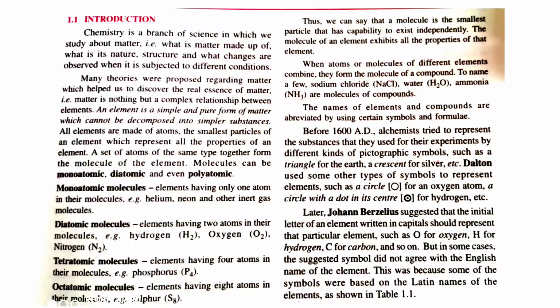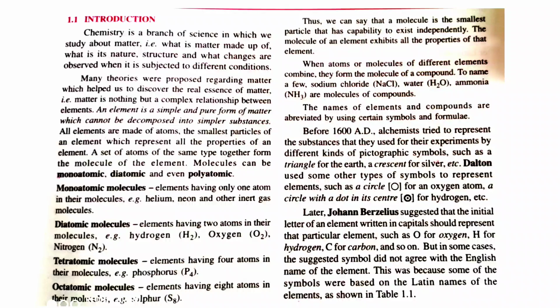Depending upon the number of atoms that combine together to form a molecule, the molecules may be classified as monoatomic, diatomic, triatomic, and even polyatomic. The monoatomic molecules are the ones which consist of only one atom in the molecule. For example, helium, neon, and many other inert gases.